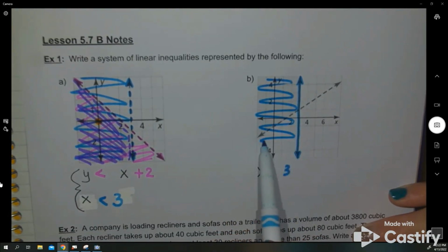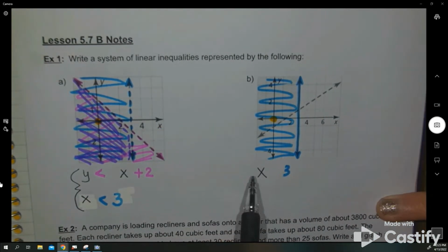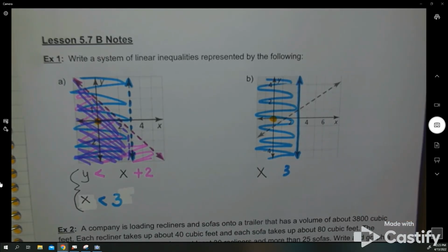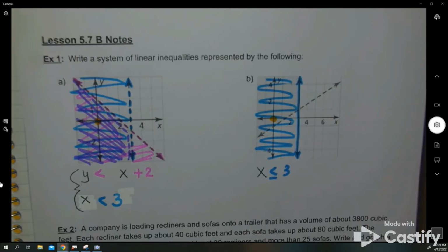My solution set, if you notice, is this shaded part here. If I tested (0, 0), right here, it was part of the solution. So if it's part of the solution, we have to make a true inequality. Is 0 greater than 3 or less than 3? 0 is less than 3. So our inequality is x is less than or equal to 3 because it's that solid line.